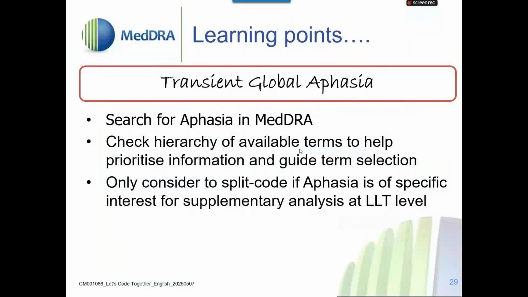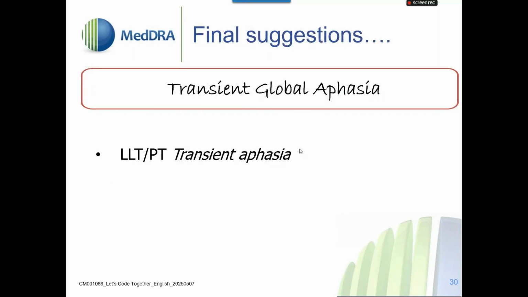So what our learning points are: we would search for aphasia in MedDRA, check the hierarchy of the available terms to help us prioritize the information and guide our term selection. And I would only consider to split code if aphasia is of specific interest for your supplementary analysis at the LLT level, because it's at the LLT level that the global aphasia is represented. And overall, like the majority of you in the poll, I would select transient aphasia.